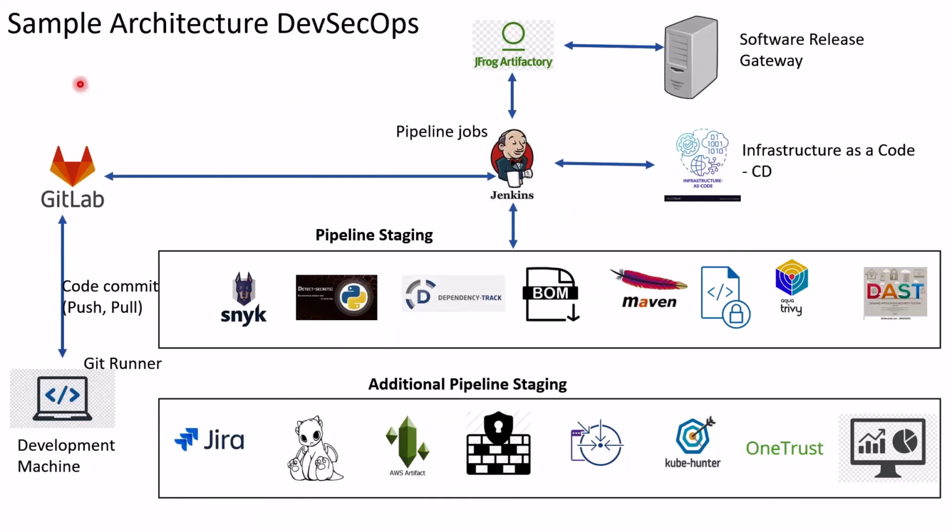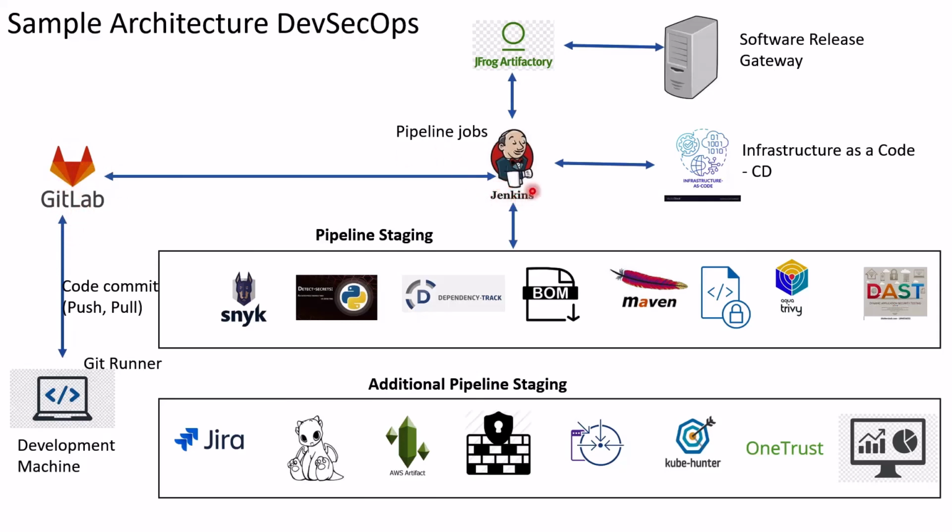Okay, here you can see the sample architecture for DevSecOps. Here you can see the development PC or laptop. The Git runner will run in the development PC. Once the developer creates the code, they will push or pull the code to the GitLab repository or any other repository, so that it will maintain the source code.